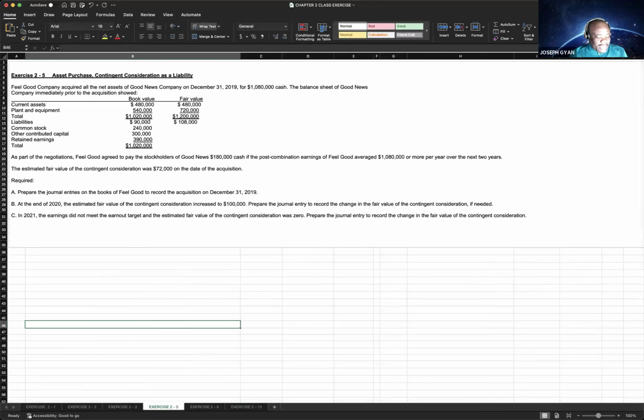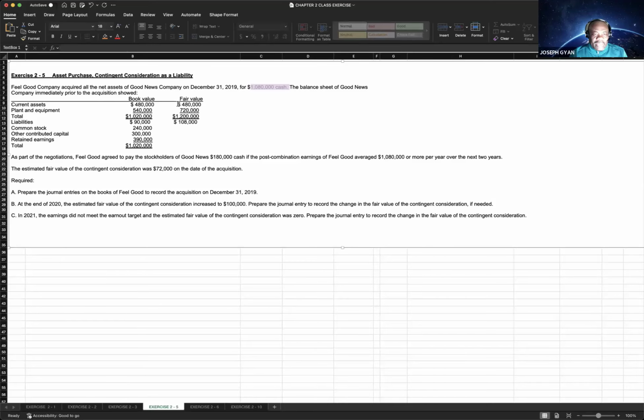So if you look at this one here, asset purchases with a contingent consideration as a liability. So Feel Good Company acquires all the net assets of the Good News Company on December 4. They give them cash. This is the cash they are giving to them. The balance sheet of Good News was as follows prior to the acquisition. We need this one.